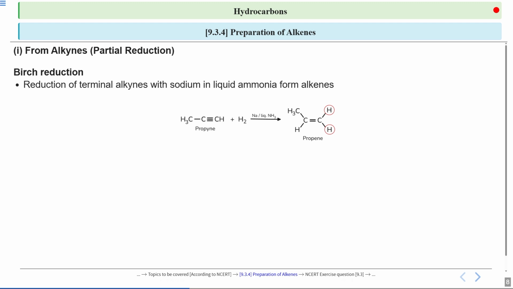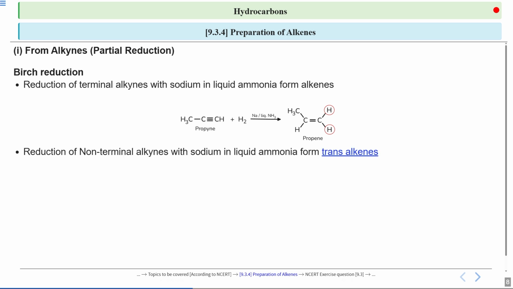At this point, we have an image that visually represents the Birch reduction. So we have taken propyne and the propyne is converted to propene. Again, here also we don't have to worry about the cis or trans configuration because the given alkyne is a terminal one. Now suppose you take the Birch reduction and try to impose it on non-terminal alkynes.